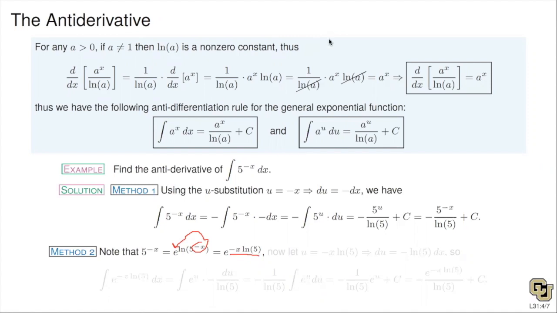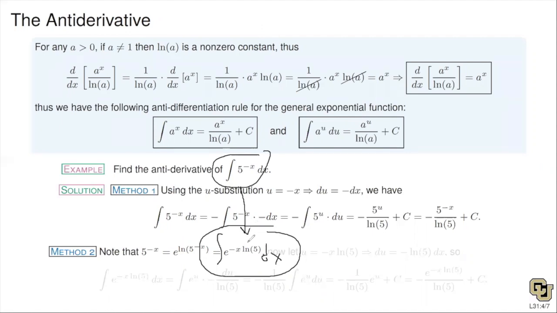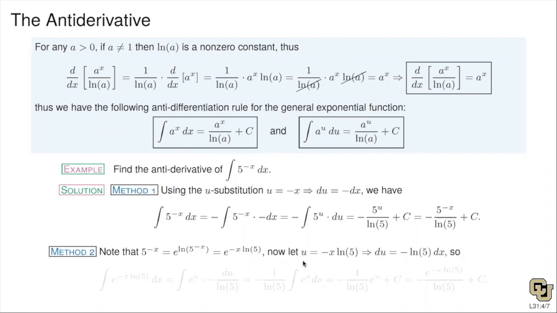And now I've converted the problem. So now it's a new problem. Now I'm trying to find the antiderivative of e to the minus x ln of 5 dx instead of this problem. I've converted it, and now I just do the same thing. I only know the antiderivative for e to a single term up here. So let me call that entire exponent, let u equal negative x ln of 5.